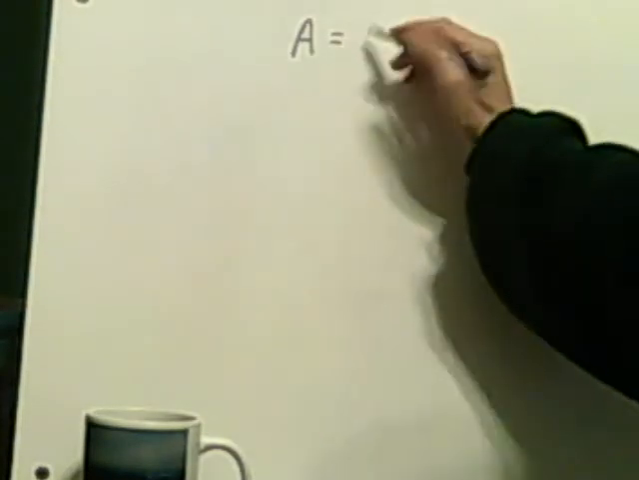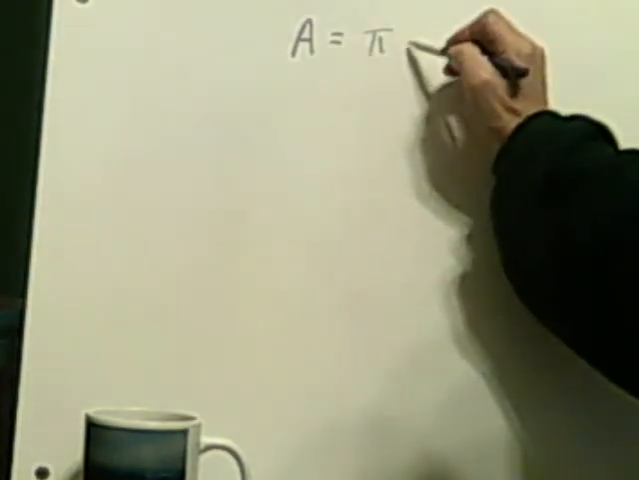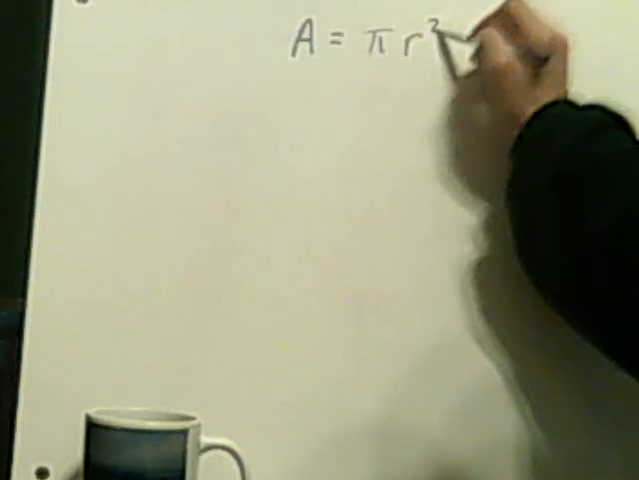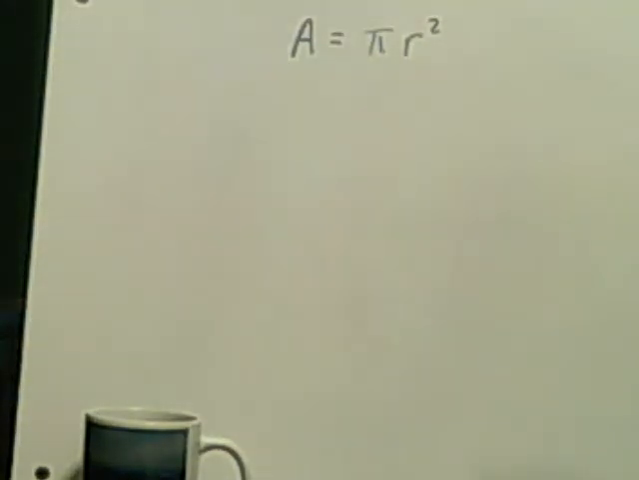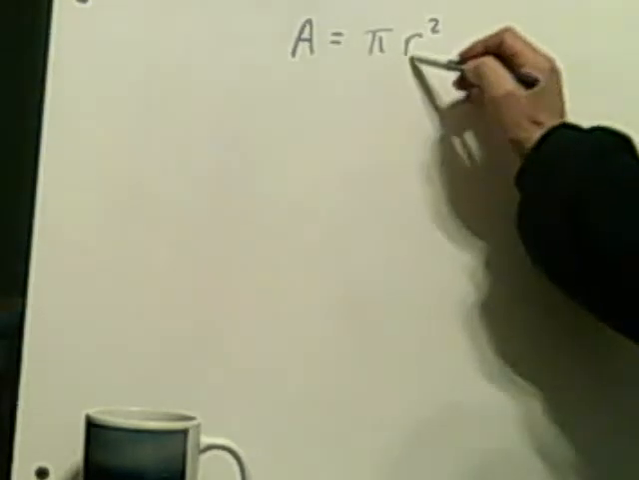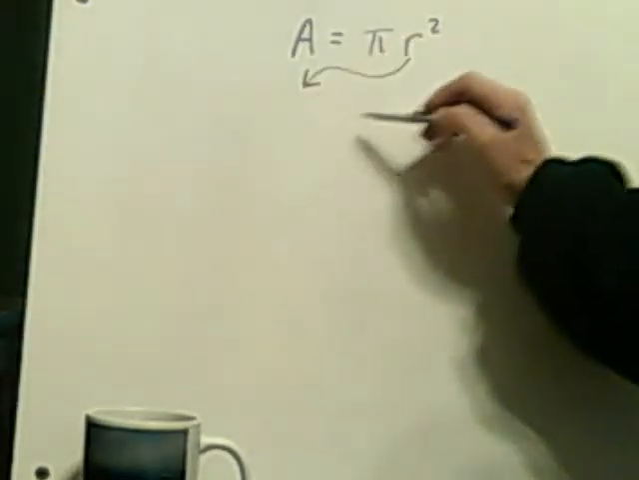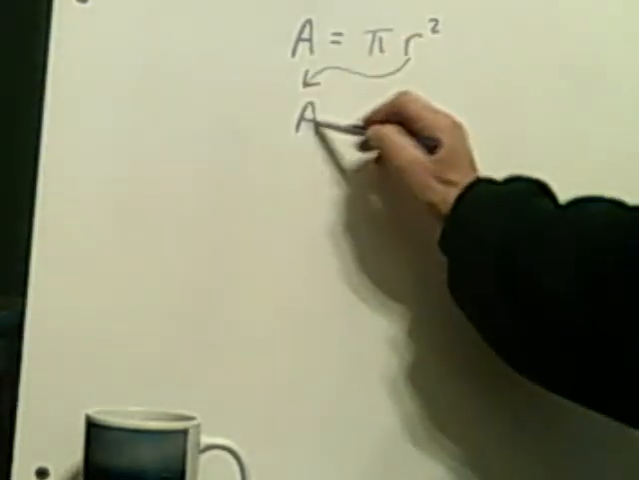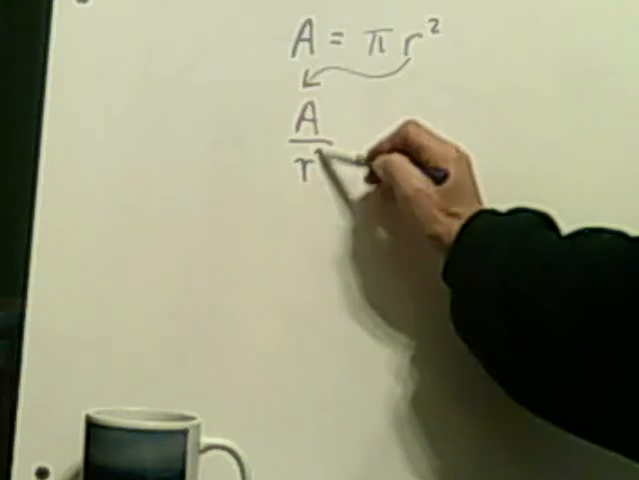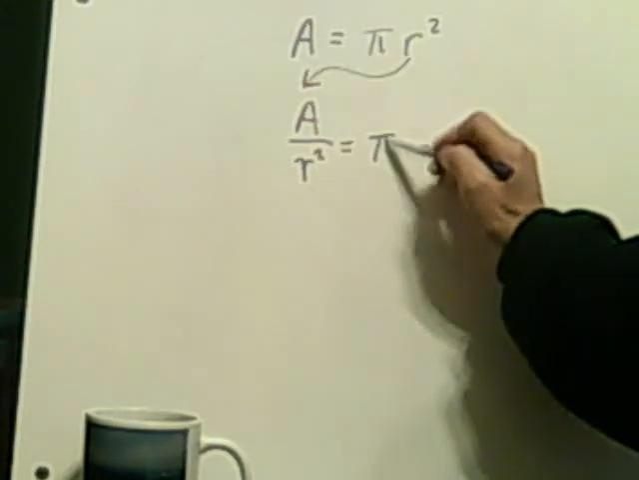A equals pi r squared. And this is a very simple formula for the area of a circle. Pi r squared. But in this case, we're going to solve for pi. So we're just going to move the r squared to the bottom on the other side. A over r squared equals pi. Okay?